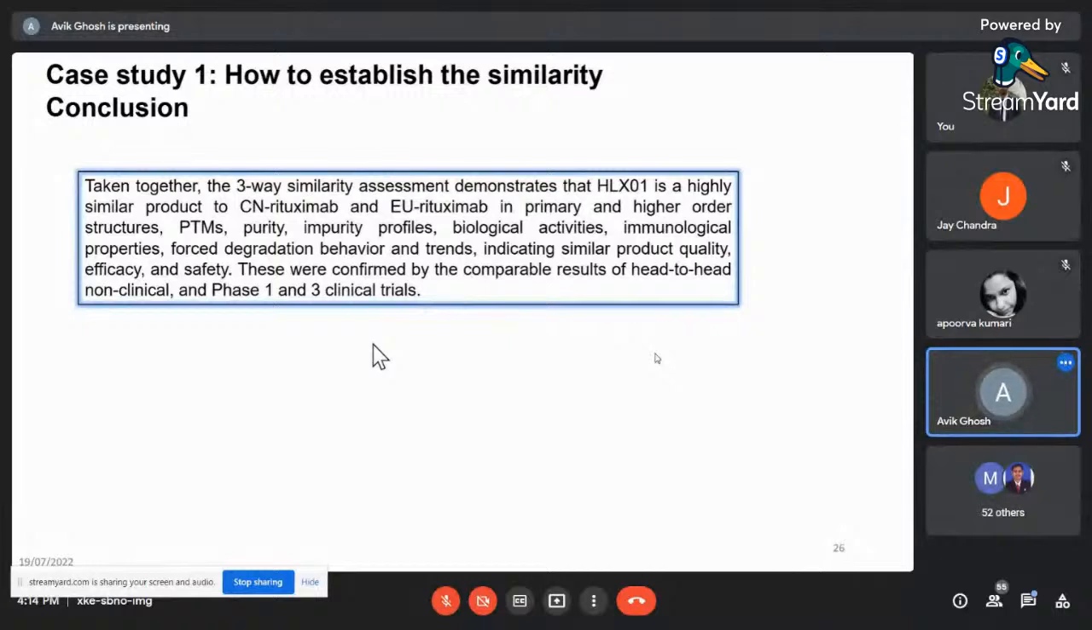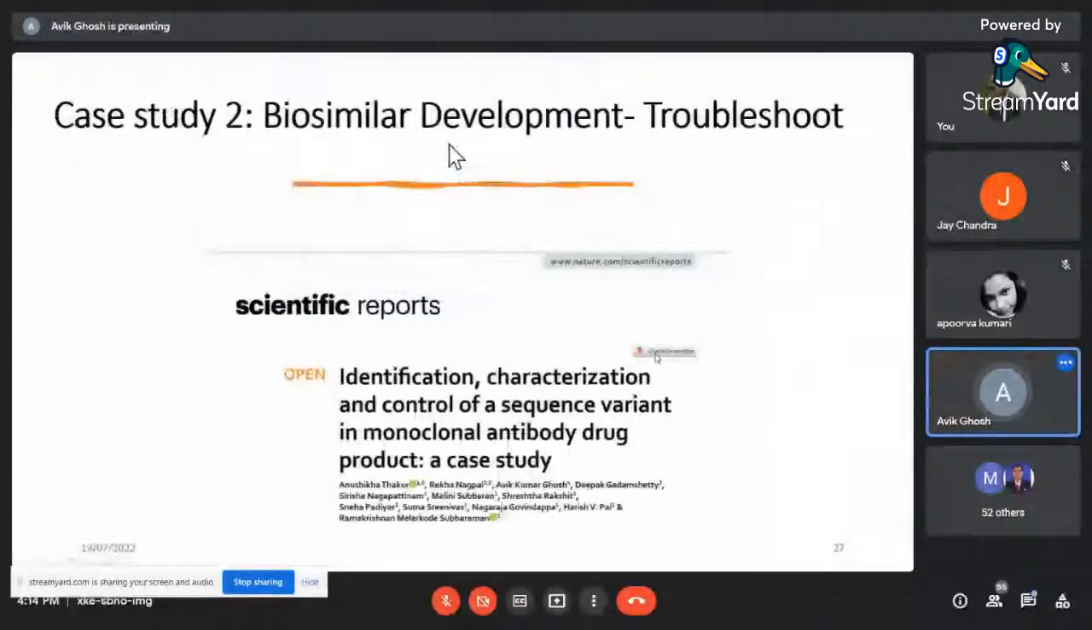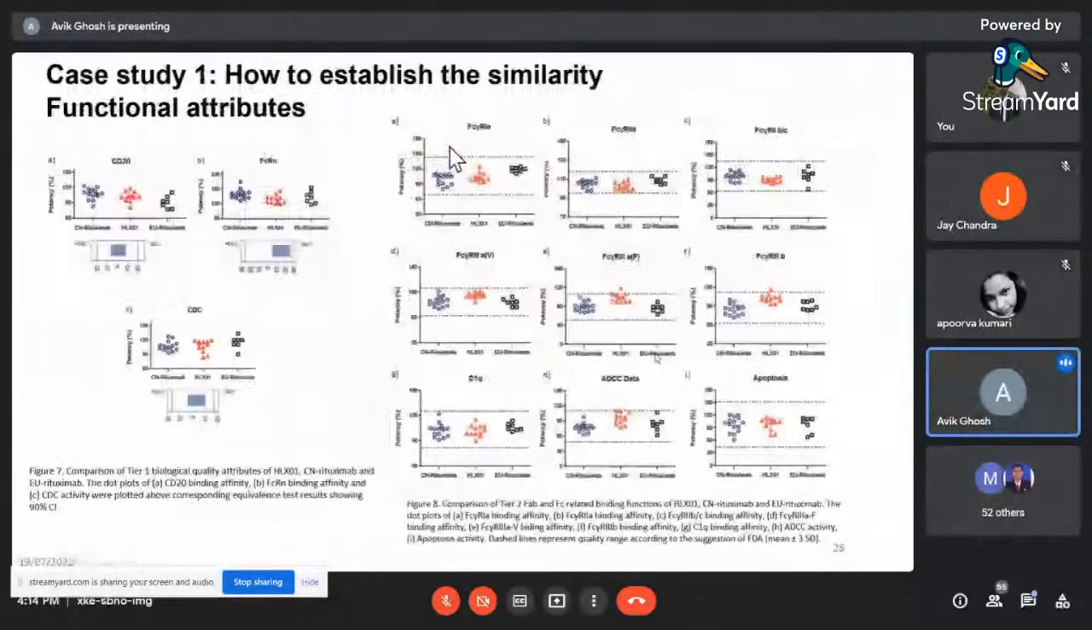Now, after that, these are tested in non-clinical, phase 1 and phase 3 trials, and it has been confirmed that they are biosimilar. But the base has come from the analysis that I have just shown, the analytical similarity assessment, where they have used multiple analytical techniques to establish the analytical similarity. Okay, so I had one more case study, but I will not go into it because it will take time. I'll rather go to the last slide.